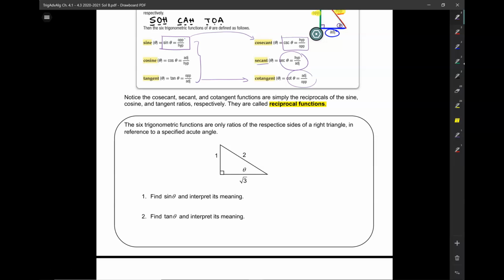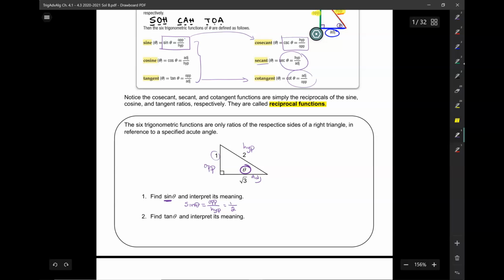Here's another right triangle, and we're given the side lengths of this triangle. We want to find sine of theta, and we want to interpret the meaning. If theta is here, the first thing I do is label the sides. The longest, facing the 90 degree angle, is the hypotenuse. The one touching theta is adjacent, and the one not touching it, away from it, is the opposite. For sine of theta, we know that's opposite over hypotenuse. The opposite side has a length of 1 and the hypotenuse is 2, so it's 1/2.